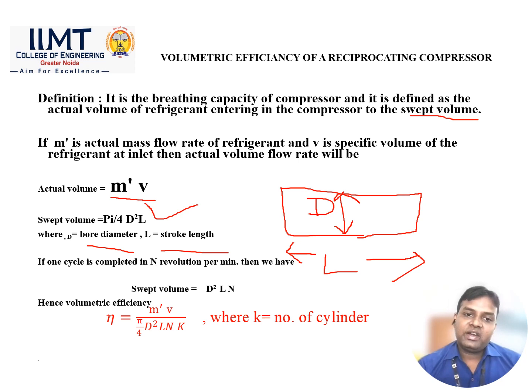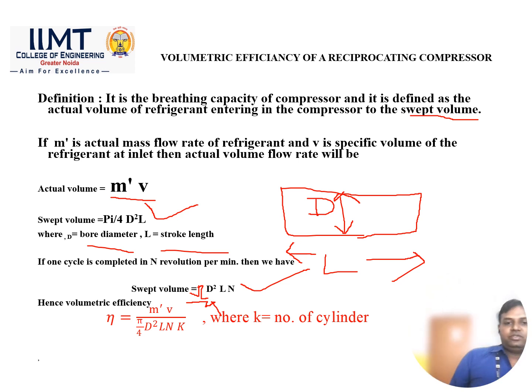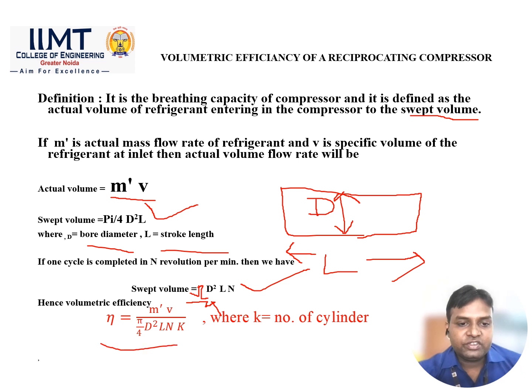If one cycle is completed and we have revolutions per minute, then the swept volume equals pi by 4 d square l n. Okay, so we need to multiply with n, and hence the final volumetric efficiency will be eta equal to m dash into specific volume v divided by pi by 4 d square l n k, where k is the number of cylinders, n is the revolutions per minute, l is the stroke length, d is the bore diameter, m dash is the mass flow rate of refrigerant, and small v is the specific volume of refrigerant. So if we know these terms, you can find out the volumetric efficiency of the reciprocating compressor. Or if the volumetric efficiency is given, then you can find out the size of the reciprocating compressor cylinder. Okay, so this can be calculated.